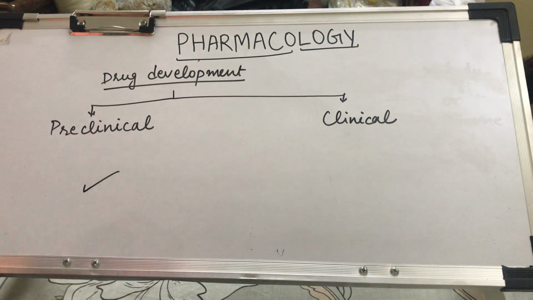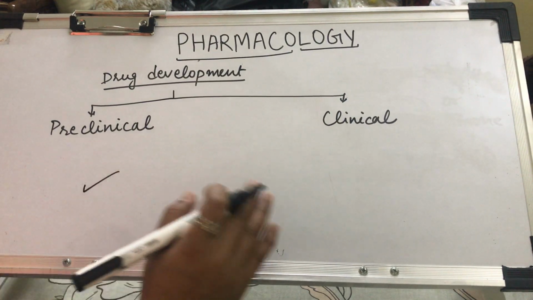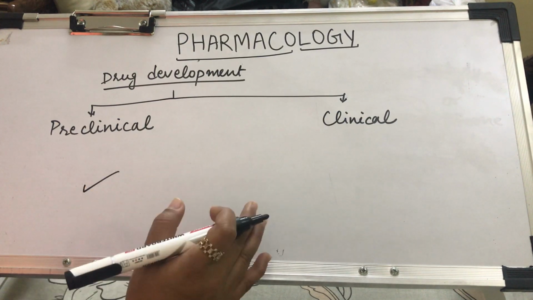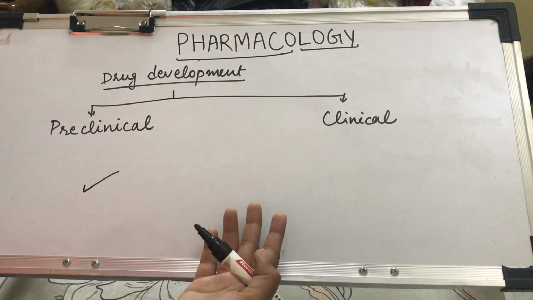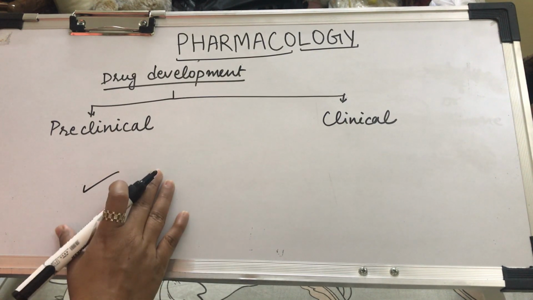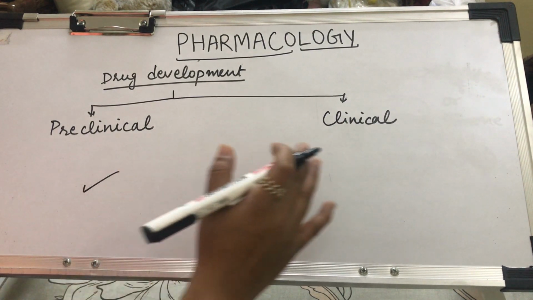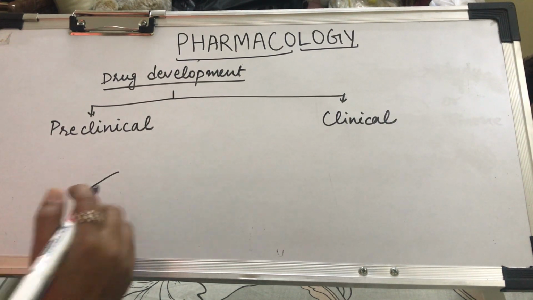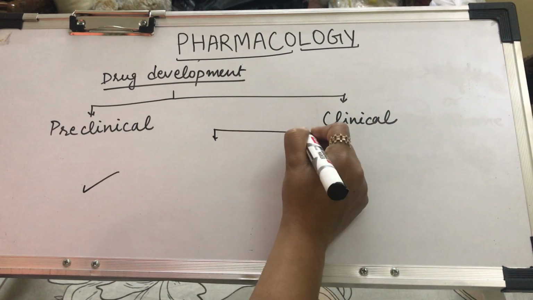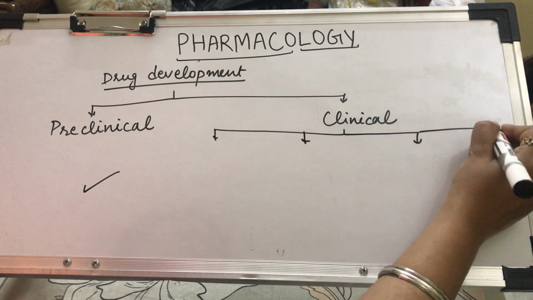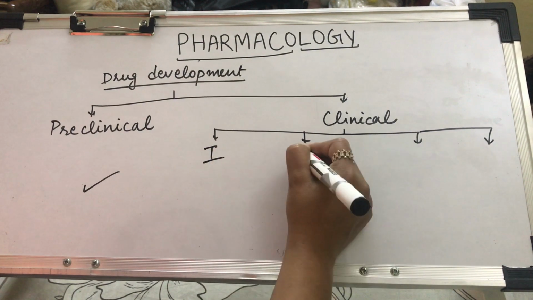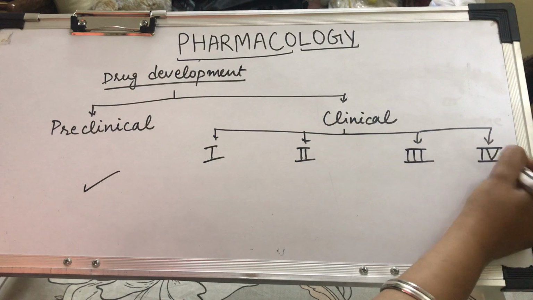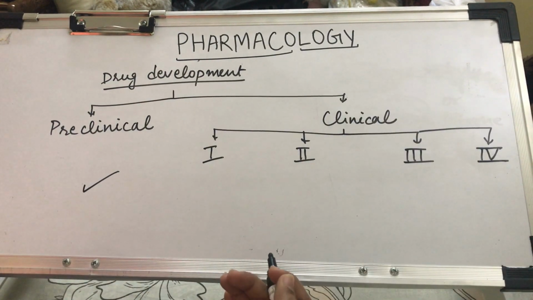If your drug passes the preclinical trials, it has crossed all the toxicity testings, the genotoxicity testings, the carcinogenicity testing, the teratogenicity testing, then your drug passes this preclinical trials and they move to the clinical trials. And in clinical trials there are further 4 phases.